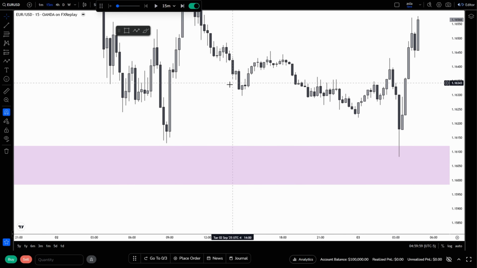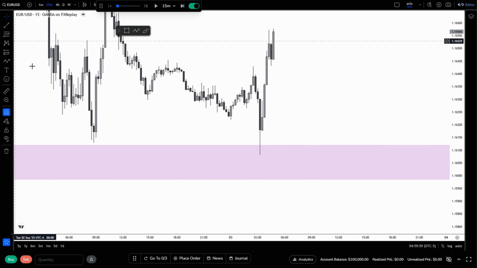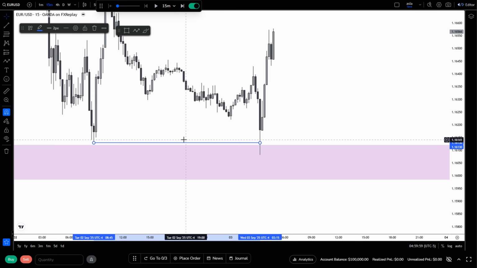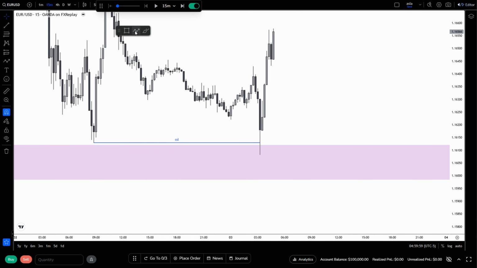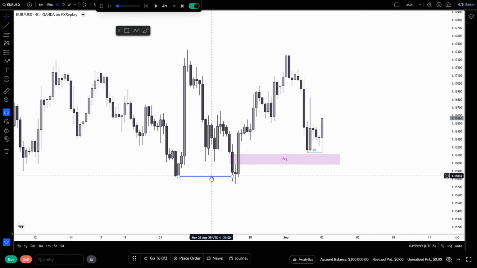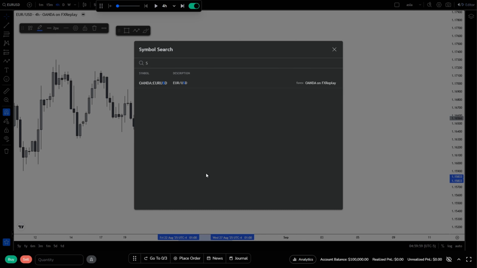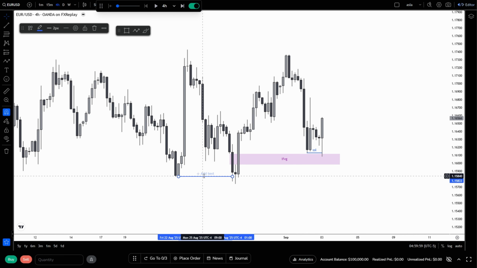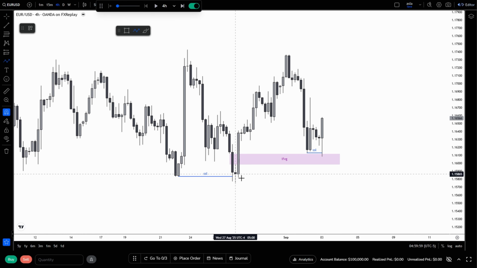On the 15-minute chart, price has also swept sell-side liquidity, and at the same time, it is reacting from that 4-hour inverse fair value gap. So now a very important question comes into my mind. If price has already swept 4-hour sell-side liquidity, and if it has respected and inversed a 4-hour bearish fair value gap, then where is price actually headed next?